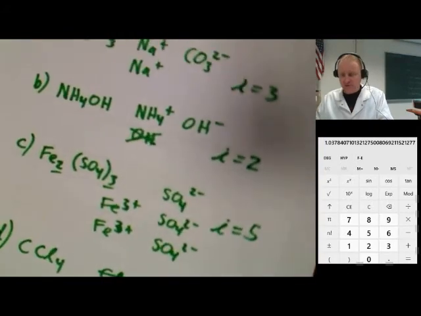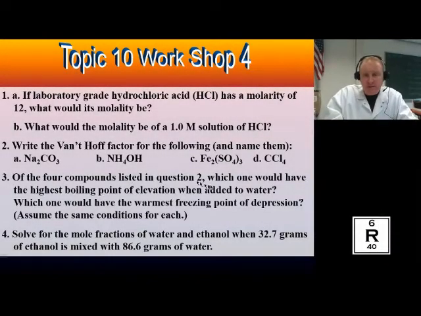Now we have to use number 2 to answer number 3. Number 3 asks you, of the compounds listed in number 2, which one would have the highest boiling point elevation when added to water? Which would have the warmest freezing point depression? Assume the same conditions for each. That means the same molality for everything. So really the only factor that's going to be an issue here is your Van't Hoff factor, and that's what we just figured out in number 2.